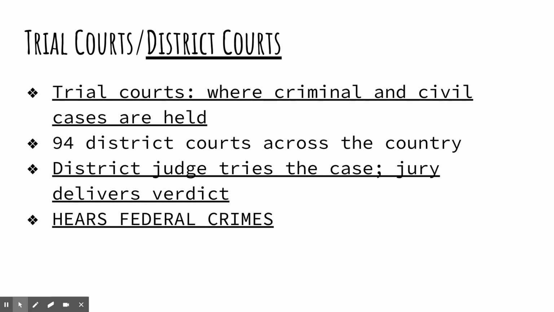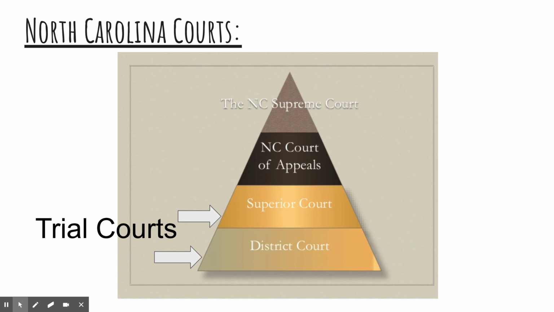But what about trial courts or district courts? So trial courts, these are where most of the action happens. Okay, these are where criminal and civil cases are held. There are 94 district courts across the country. And district judges try a case, okay? Then the jury delivers the verdict. So the district courts, okay, they hear federal crimes, not state crimes.